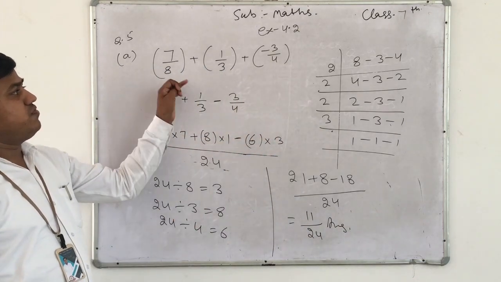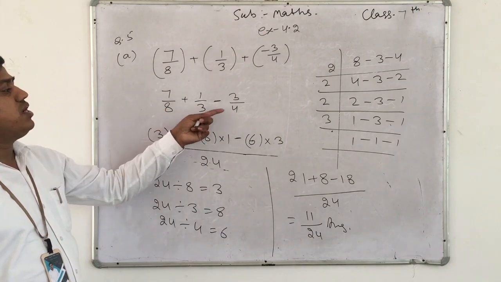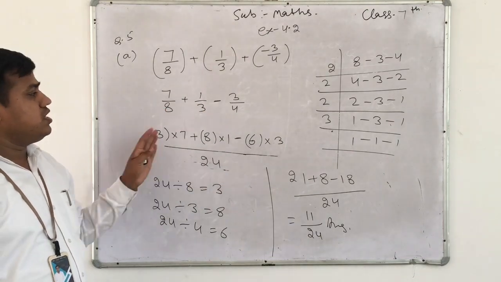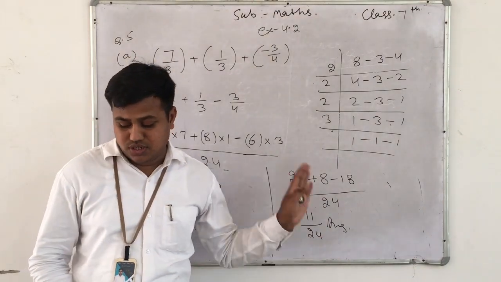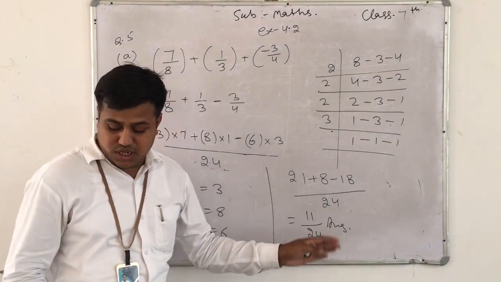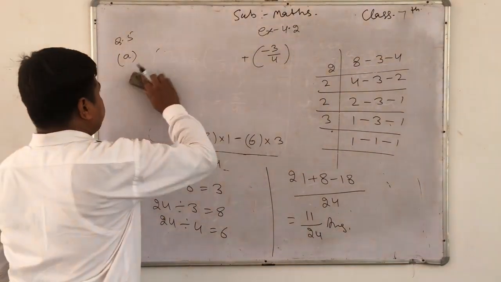So, a very easy question. Firstly open the bracket, then if the denominators are the same then proceed, and if the denominators are not the same then firstly take the LCM and do these questions. So these are the very basic questions. If there is any doubt, you can discuss.